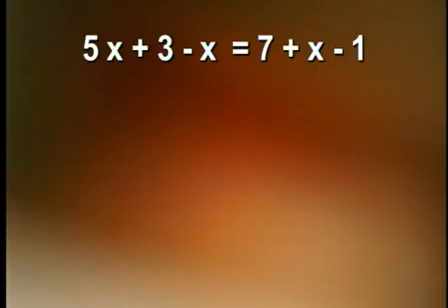This equation has 2x terms on one side and 2 numerical terms on the other side, a total of 6 terms in the equation. 5x plus 3 minus x equals 7 plus x minus 1. In each case, as we've gone to the next equation, we've added one more step. Here we've added the step of having additional terms.